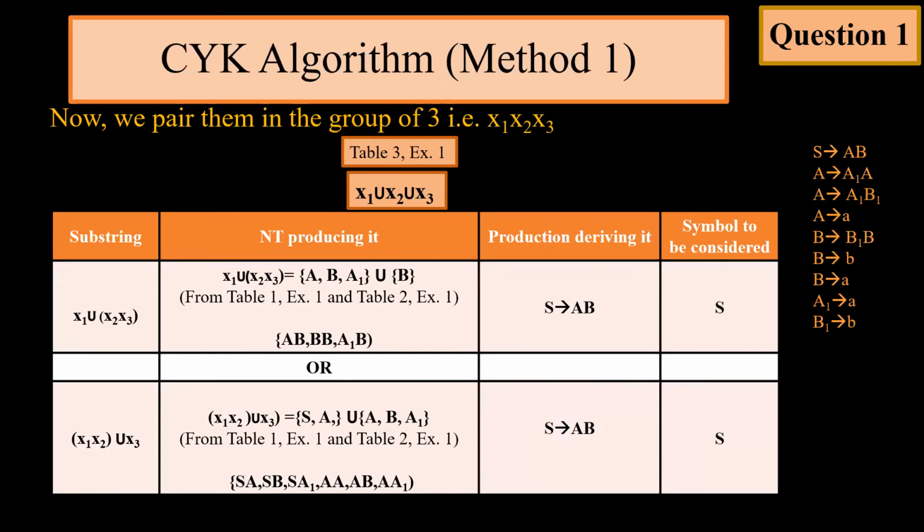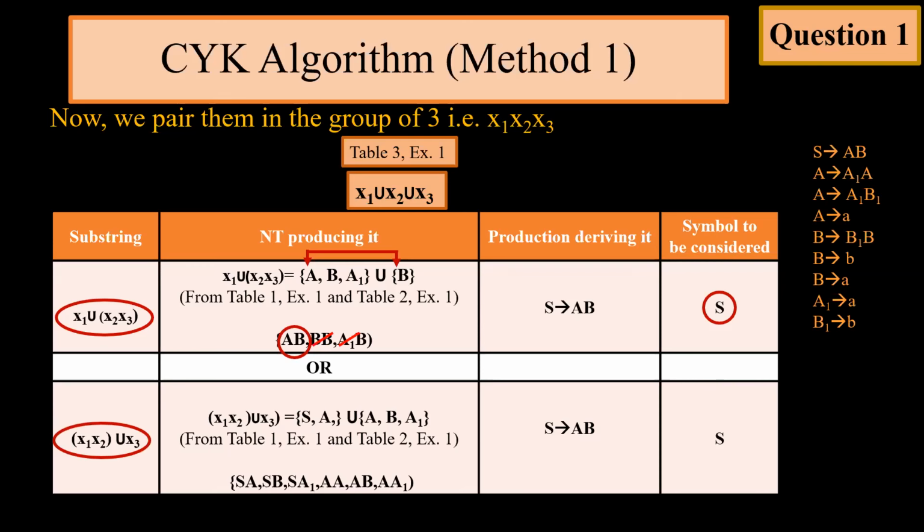Next we move to the pair of 3, that means x1, x2, x3. Union of all three can be through two combinations. One is x1 union x2, x3. When we derive the union, it will be AB, BB and A1B. Since BB and A1B are not deriving any symbols, we'll consider only S, since S tends to AB.